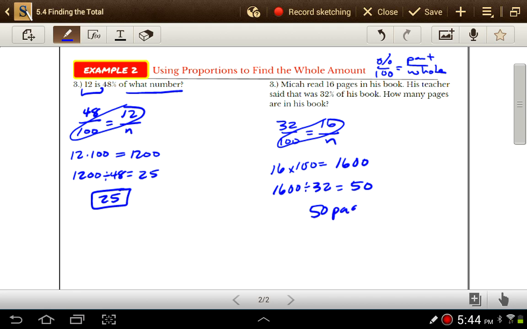Okay, and just like in an earlier video, if you notice you can use equivalent ratios, that's fine. You don't have to solve the proportions by cross multiplying. You could look at them as equivalent ratios. So for example, 48 divided by 4 is 12, so 100 divided by 4 is 25. So that's another way of getting your answer. Or here you could do 32 divided by 2 is 16. So then I do 100 divided by 2, and that is 50. So that's an alternate way that you can get those answers.